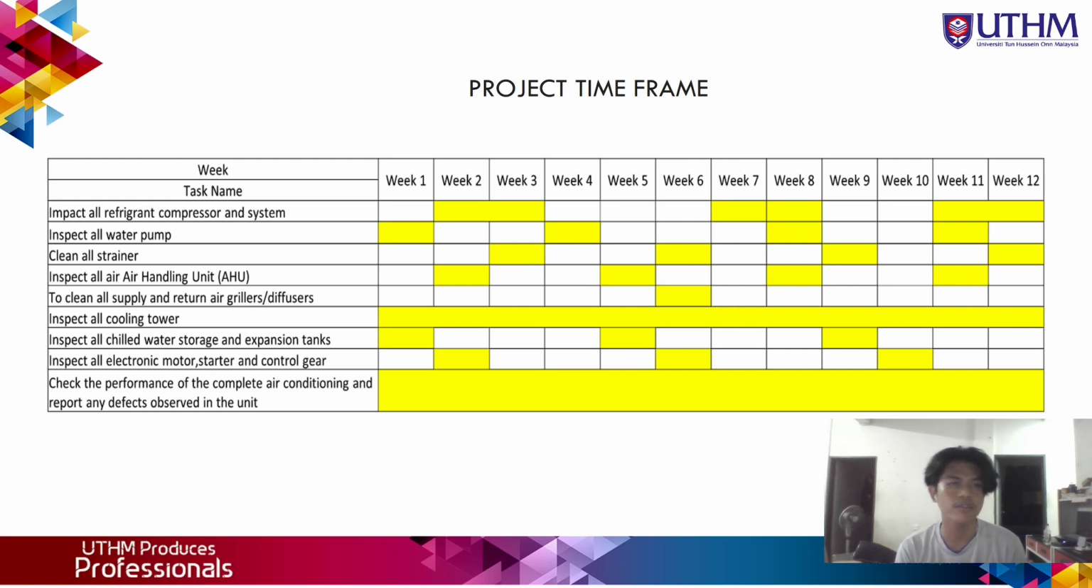In this time frame, we have week and task name. This time frame also contains 12 weeks of progress. In real time, in a time frame, we need to fill in months or years. But this is a project assignment, so we just declare week by week. So the first task, inspect all refrigerant compressor and system. We will do it in week 2 and week 3, week 7 and week 8, week 11 and week 12.